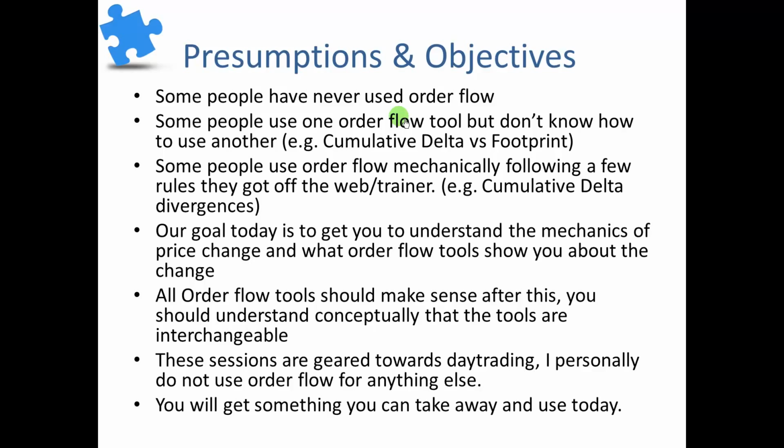Well, I've come across many people that use one order flow tool but really have no clue how to use others. A good example would be someone that uses, say, cumulative delta divergences mechanically, but they're completely lost when it comes to looking at a footprint chart. They don't fully understand the underlying theory behind the tools. All order flow tools are simply a different view of the same information for the same reason.